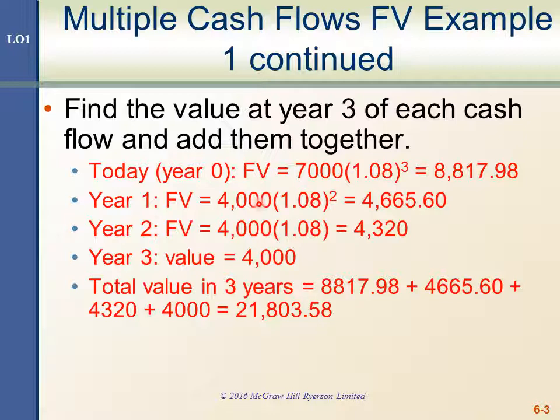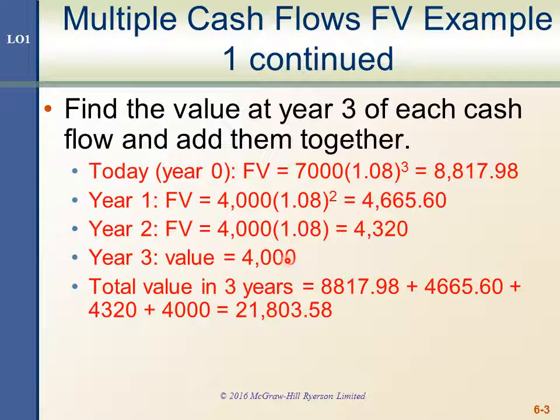The cash flow that takes place at time equals 1 is $4,000. The time difference between time equals 3 and time equals 1 is 2, so we have 2 compounding periods at 8%. So the future value at time equals 3 of the cash payment of $4,000 at time equals 1 is equal to $4,665.60. Similarly, the time difference between the cash flow at time equals 2 of $4,000 and our desired future value is 1 period. So we have 1 compounding period at 8%. 4,000 times 1.08 is equal to 4,320. And then the value at time equals 3 of a cash flow of $4,000 is just equal to $4,000. There is no compounding or interest effect.